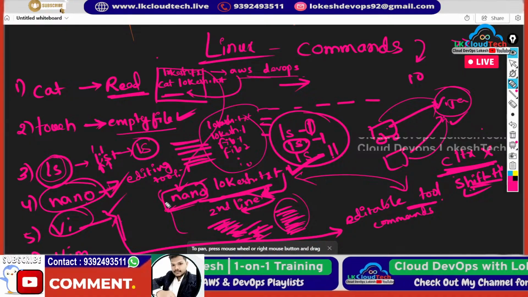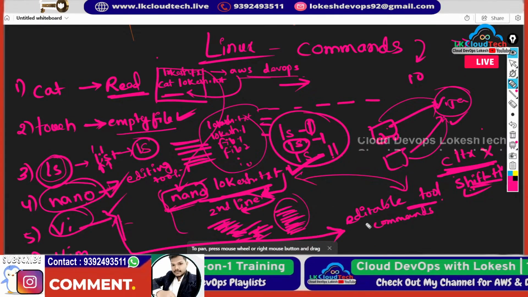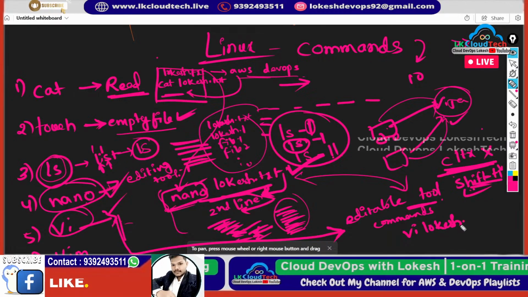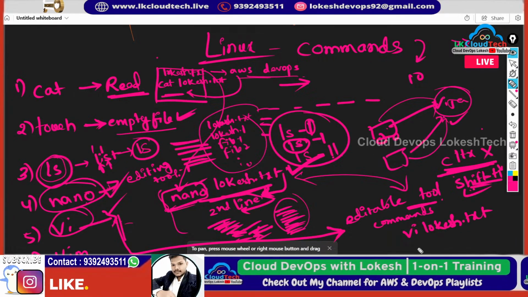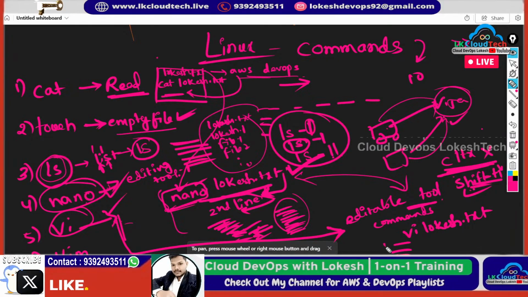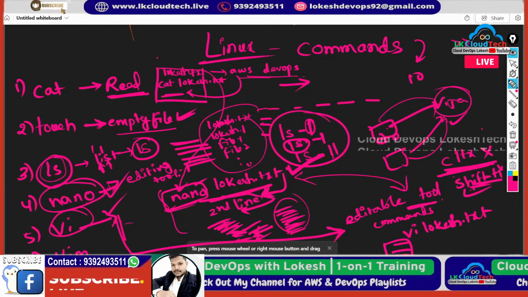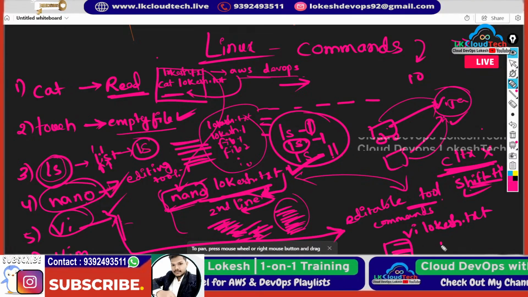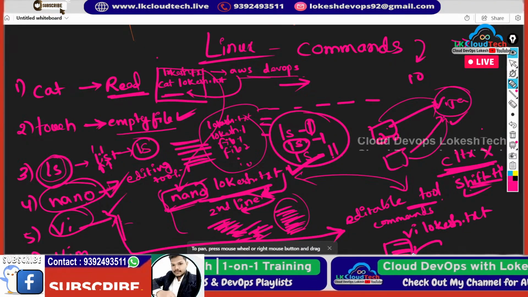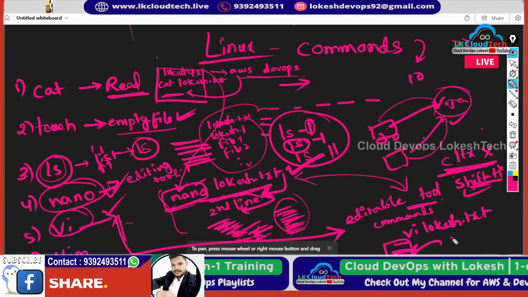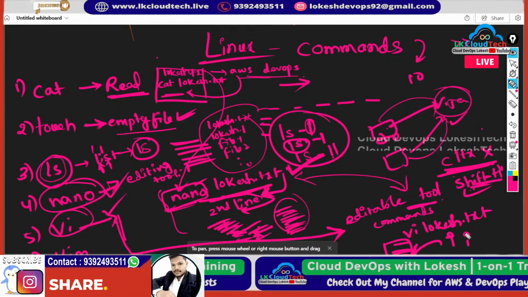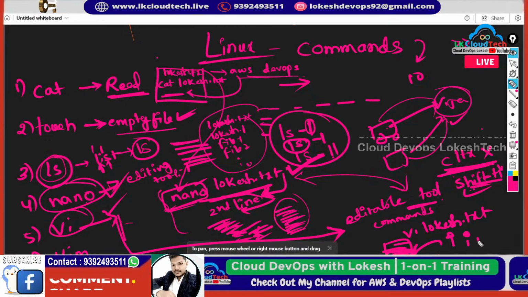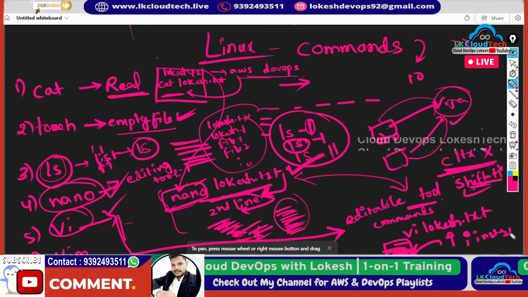And coming to vi, whenever you open the lokesh.txt file with vi, it will display your content. If you try to add more text immediately, within seconds, what will happen? It doesn't respond. Unless you press I, it doesn't respond. I means insert. You need to give the instruction.